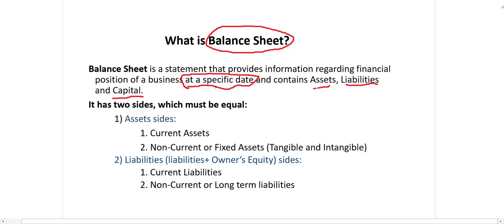What do you mean by financial position? Financial position simply means how much asset, liability and capital is owned by the business.